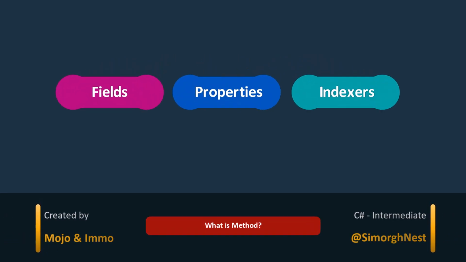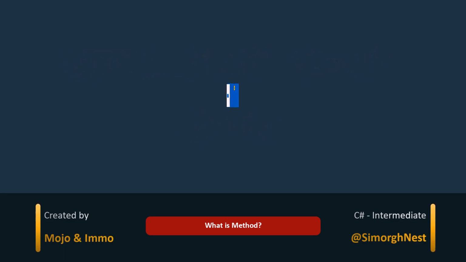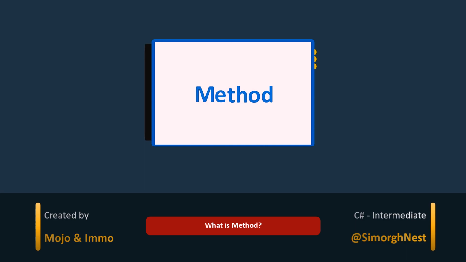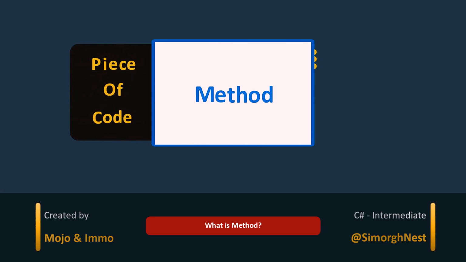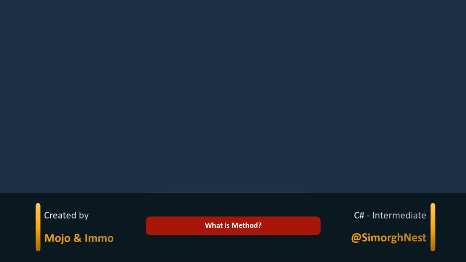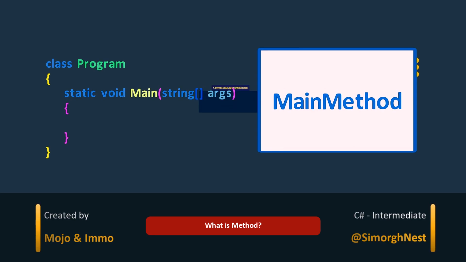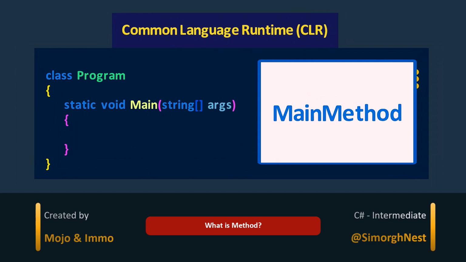Now that we've covered fields, properties, and indexers, it's time to introduce the fourth member type, which is methods. In programming, methods are like building blocks that help us organize and structure our code. For example, the main method is the starting point for every C# application. When we run the program, the main method is called by the common language runtime.